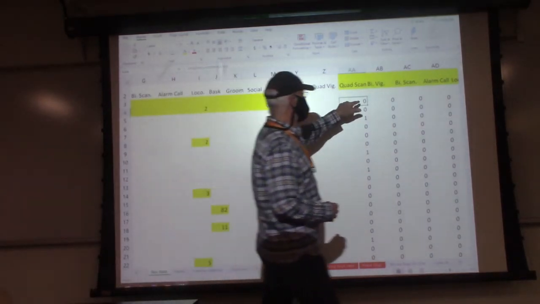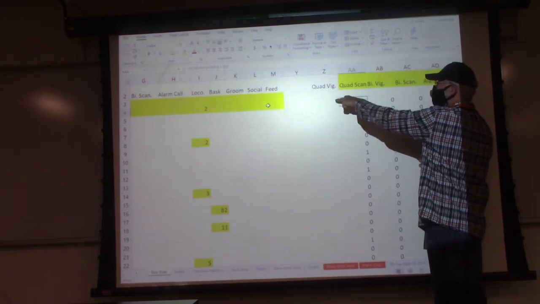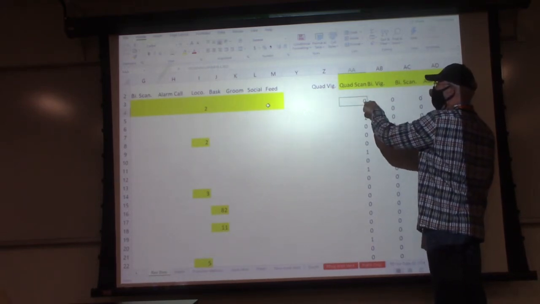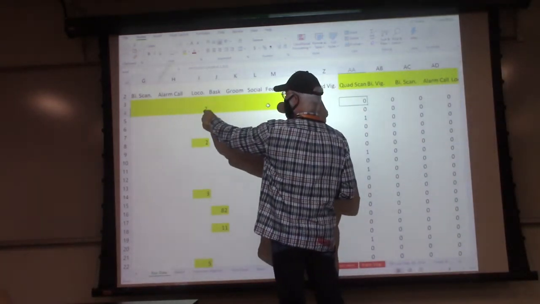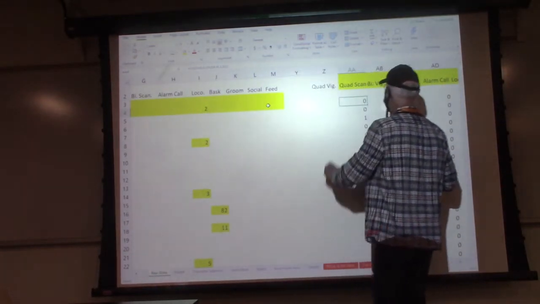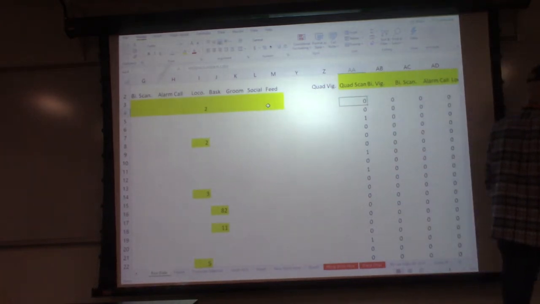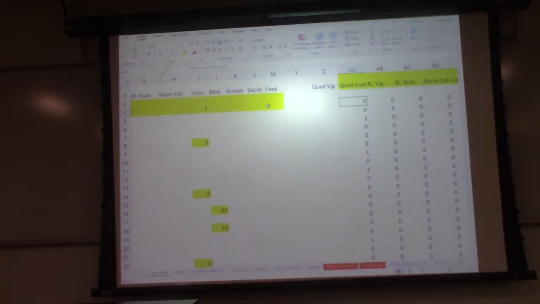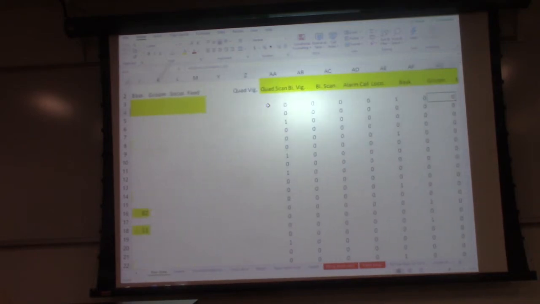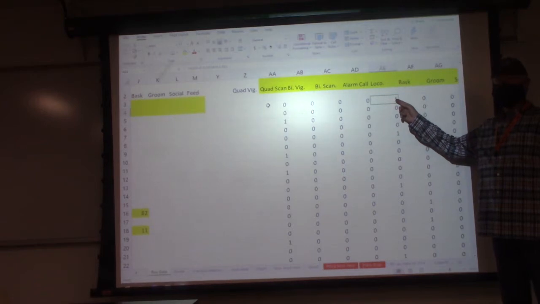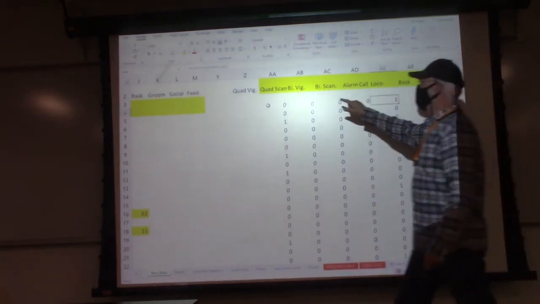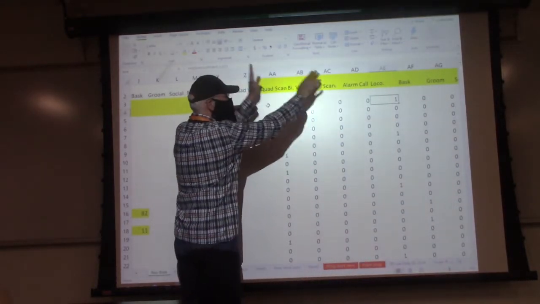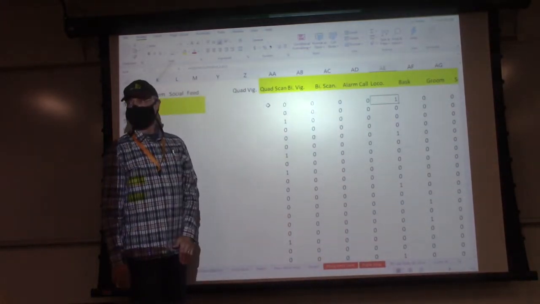In other words, what this is telling you is on this first instance, the animal did not go from quadrupedal vigilance to quadrupedal scanning. What the animal did was go from quadrupedal vigilance to locomotion. So let's roll over here to where it says locomotion and see what value we get there. There it is. There we get a 1. So now we have this matrix built, and that's the matrix for going from quadrupedal vigilance to all of these other behaviors.